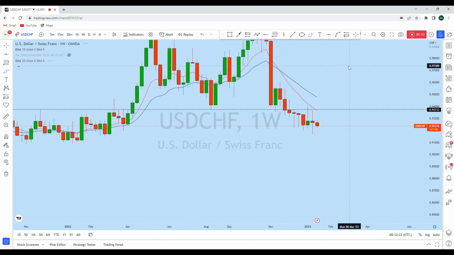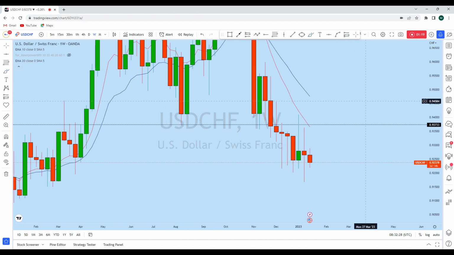Now looking at the weekly time frame, we see that USD CHF from the weekly perspective is also showing a long bearish engulfer with this green doji. We have seen that the price has broken quite a few weeks' high and grabbed a good amount of liquidity, and then the previous week created a long doji. Now this doji is a strong bearish candle.